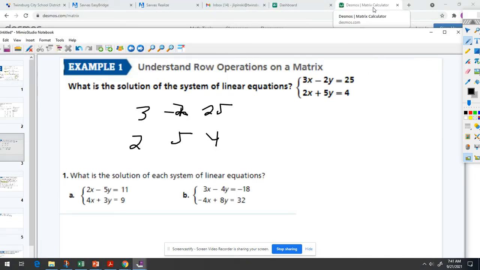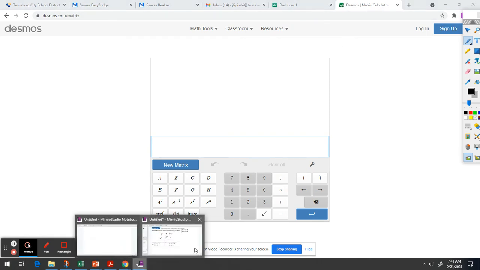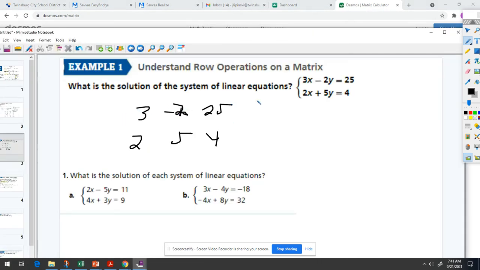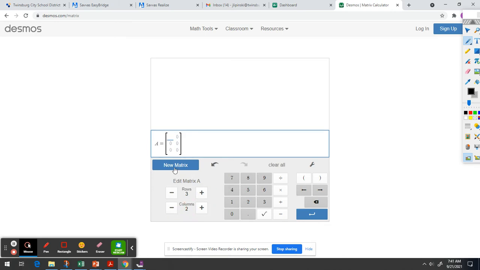I'm going to take this matrix and put it on your Google Classroom with this Desmos matrix calculator. We're going to type this matrix in. So again, what size of matrix is this? This is a 2 by 3, right? If that messes you up, you can always just look at it. If I screwed up and did a 3 by 2, it's not going to fit. So this is a 2 by 3.